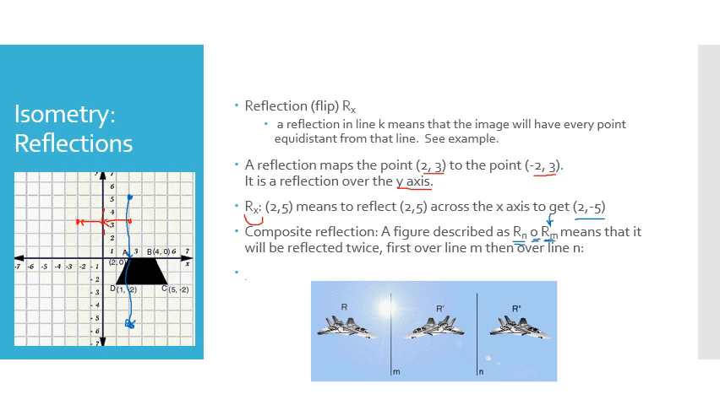So this is an example from your test where they give you a picture of a fighter jet, and they want to know, what does it look like after it reflects across a line? Well, we reflected across line M first, and it's going to look like the exact mirror image of that jet. Then once it's reflected across M, it's reflected again across N, and it's the mirror image again. Notice that the final image is exactly the same as the pre-image.